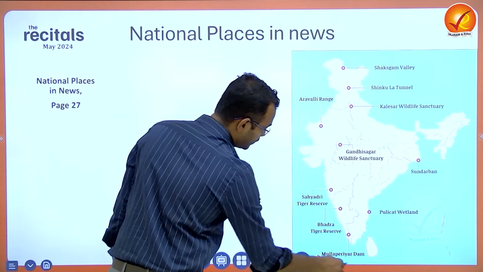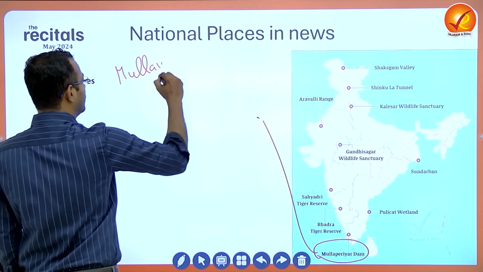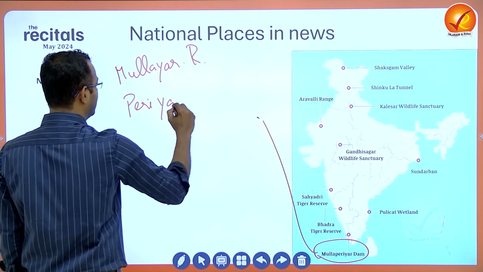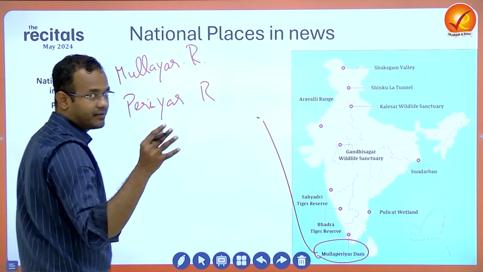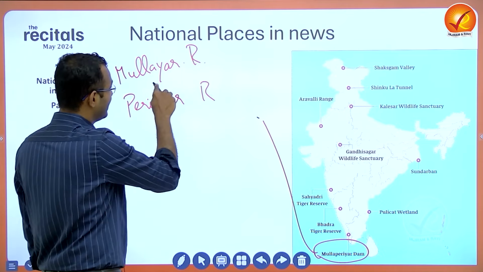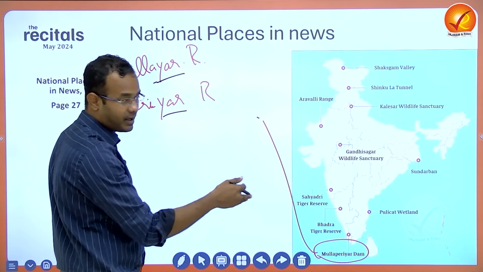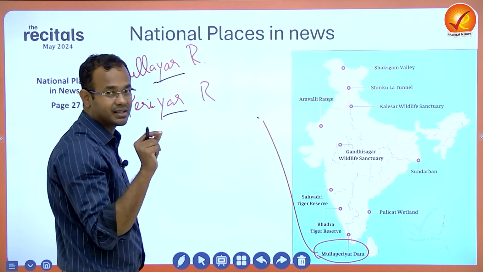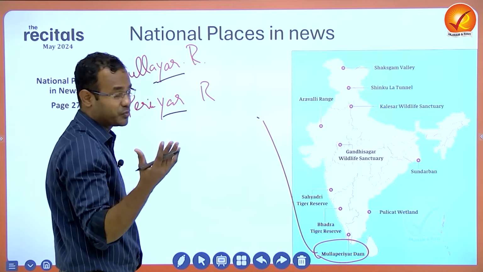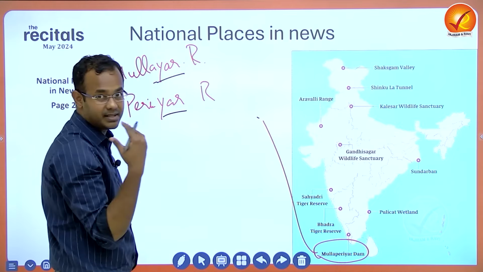Moving further to Mullaperiyar Dam, there are two rivers, River Mullaiyar and River Periyar. See, every language has a kind of information that you will get with respect to it. R indicates river. In Tamil and Malayalam, if the word is R, it indicates a river, to make it easier for people of other state languages. Similarly, we spoke about how La indicates pass, and here R indicates river, right?